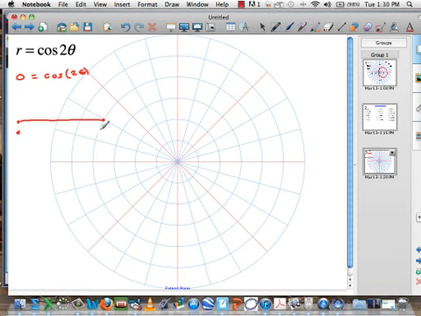So 0 to 2 pi are my bounds. And now I'd like to know when is this equal to 0 between 0 and 2 pi. Well, cosine is equal to 0 when the input is either pi over 2 or 3 pi over 2. So when 2 theta is equal to pi over 2, or when 2 theta is equal to 3 pi over 2. Okay, those are my key values.